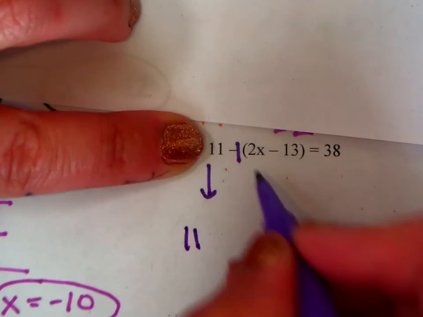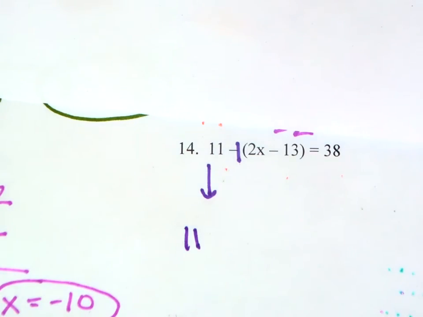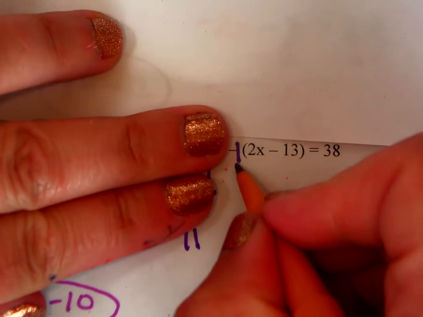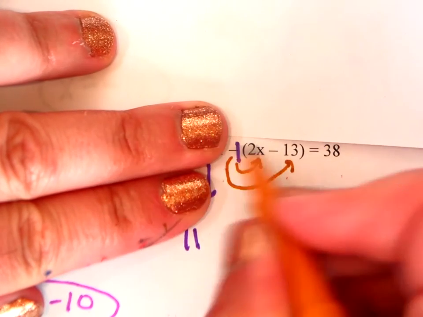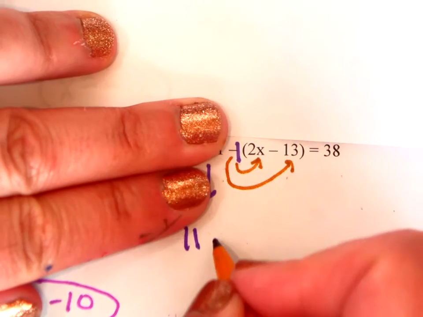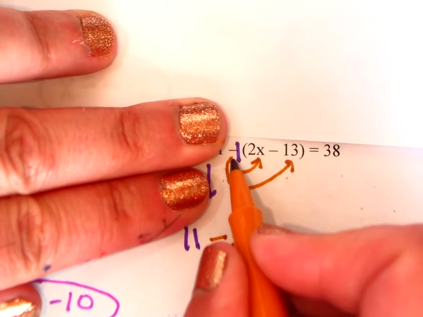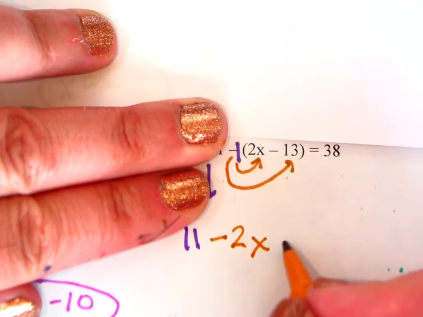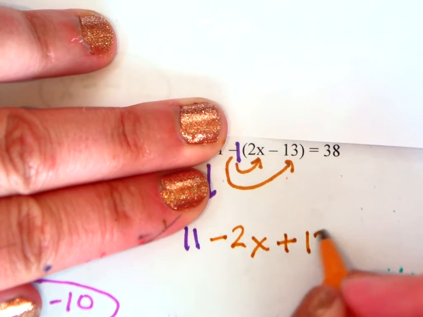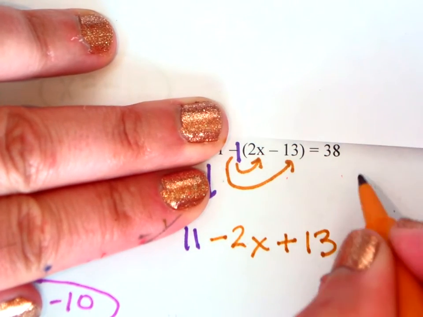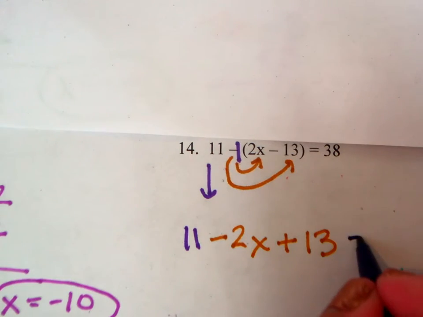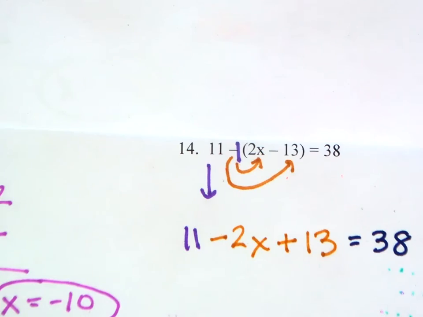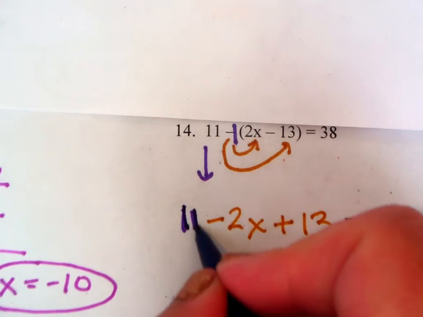Okay, so 11, but when I'm distributing, and I'm going to use a different color again, when I'm distributing this negative 1 across the 2x and across the 13, negative 1 times 2x is a negative 2x. Negative 1 times a negative 13, negative times a negative is a positive 13. Okay, and then also don't forget this still equals 38. So kind of that continued part of the problem. Let's try to make that look like it's the same color.